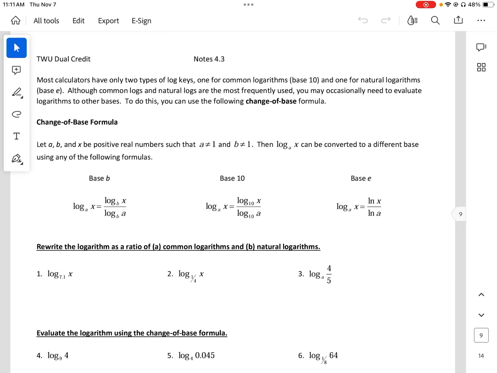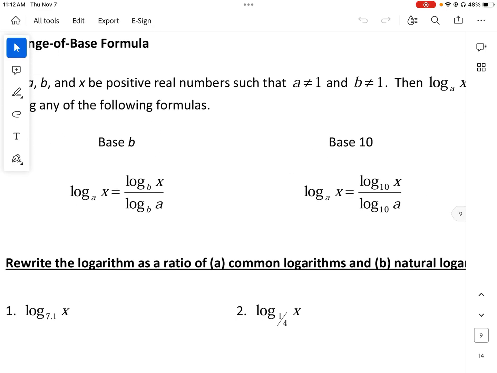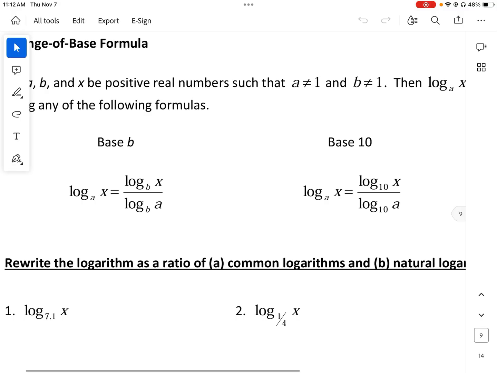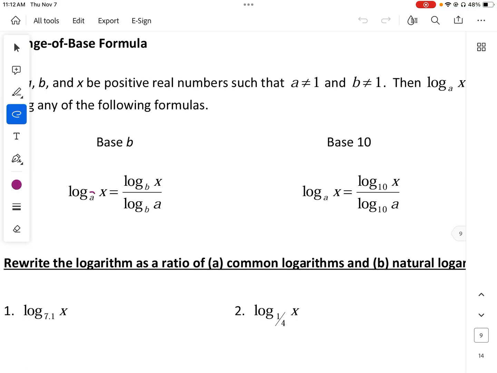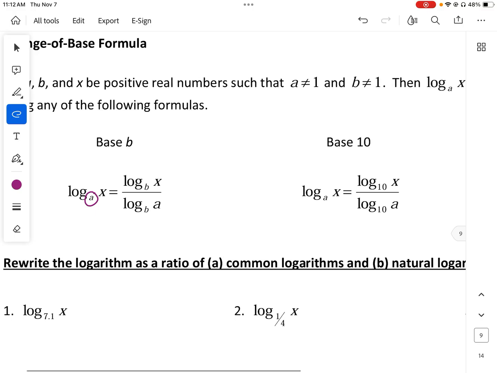Okay, notes 4.3 is all about changing the base in order to put it in base 10, so it's easy to put in the calculator. So the change of base formula is like this. Log base b of x over log base b of a. See how this goes on the bottom, and then this one goes to the top.